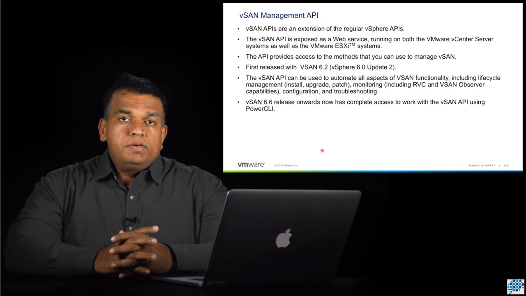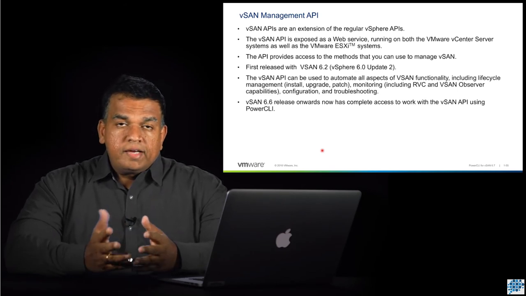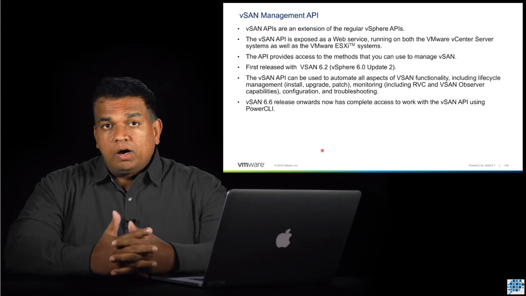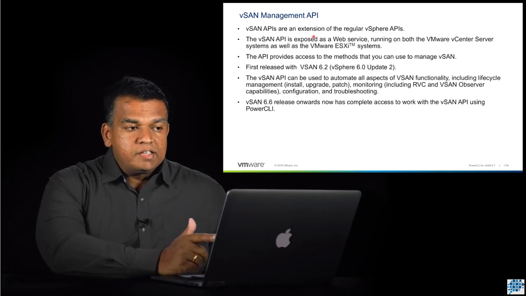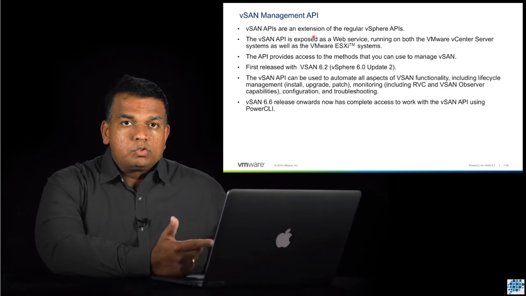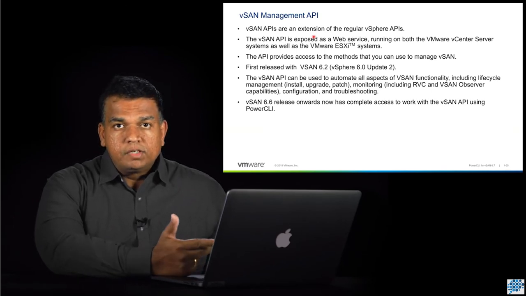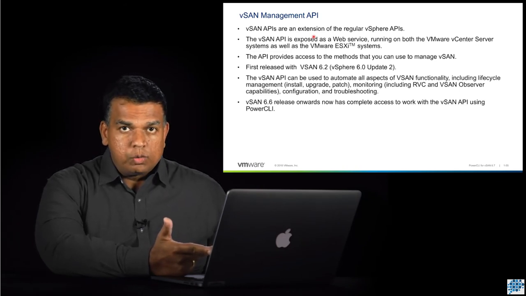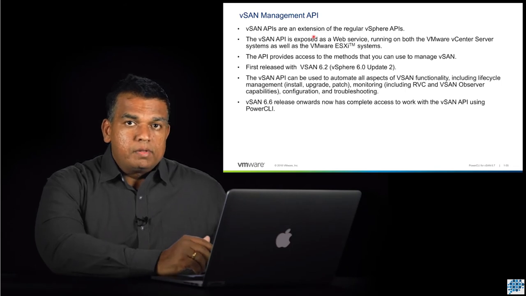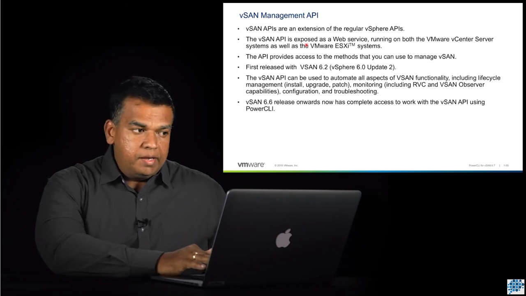So let me briefly introduce you to the vSAN Management API. What exactly is this vSAN Management API, and how do we use it for our automation purposes? The vSAN APIs are an extension of the regular vSphere APIs. You might already be familiar that the vSphere Web Services API gives us the functions for PowerCLI automation. Similarly, when it comes to vSAN, we have another API called the vSAN API.